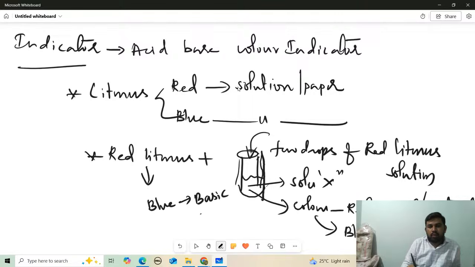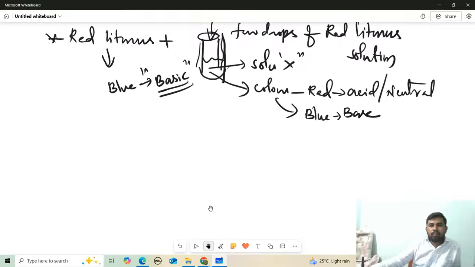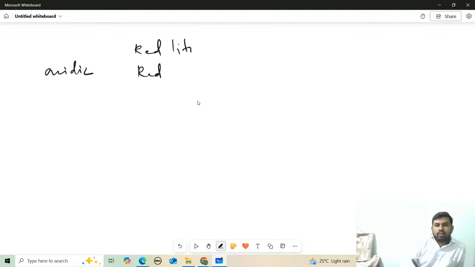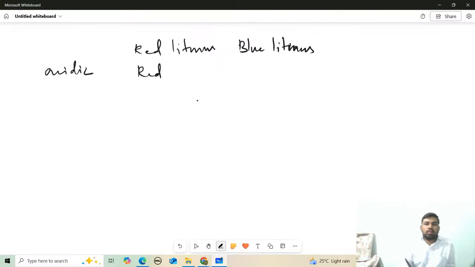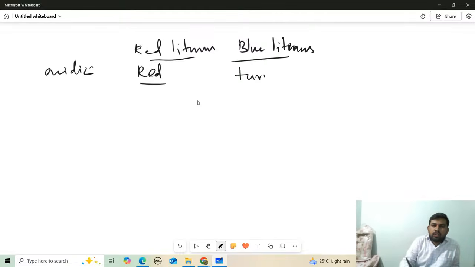Please remember this. We have two papers, red litmus and blue litmus. Suppose it is an acidic solution, then red litmus paper remains red. If I take blue litmus, it turns red.